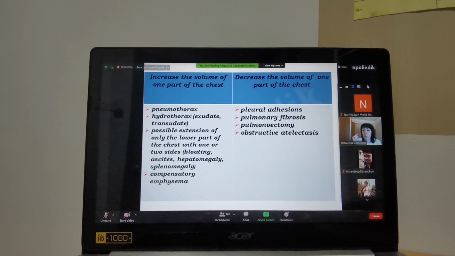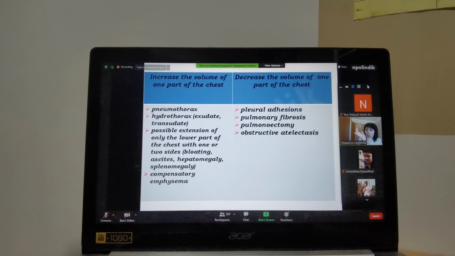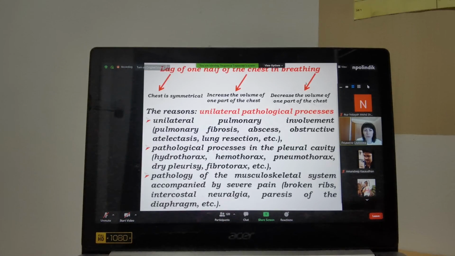Again, pulmonary fibrosis. When we have lung collapse, it may be due to obstructive atelectasis. After obstruction, we have collapse of the lung, or it may be due to fibrosis itself. Pulmonectomy, I think it is understandable. And pleural adhesions, after maybe inflammation of the pleura. If it is significant, the chest can be a little bit compressed, decreased in size, but not so much in comparison with other reasons.